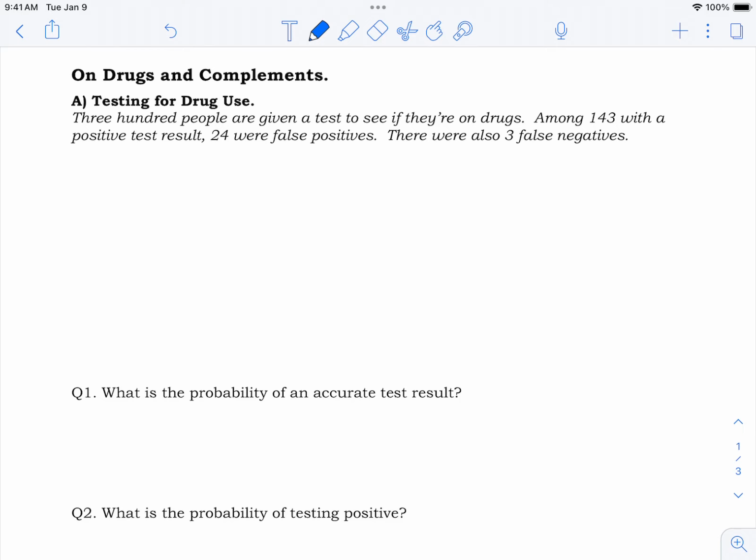Okay, today's lesson is kind of like too many lessons combined. We're going to look at the subject of drug testing, which is going to turn out to be another application of conditional probabilities. We saw that in the last lesson, right? And then we're also going to look at something called complements, which is when you put the word "not" in front of something, it's called a complement. So anyway, it's like two mini lessons in one.